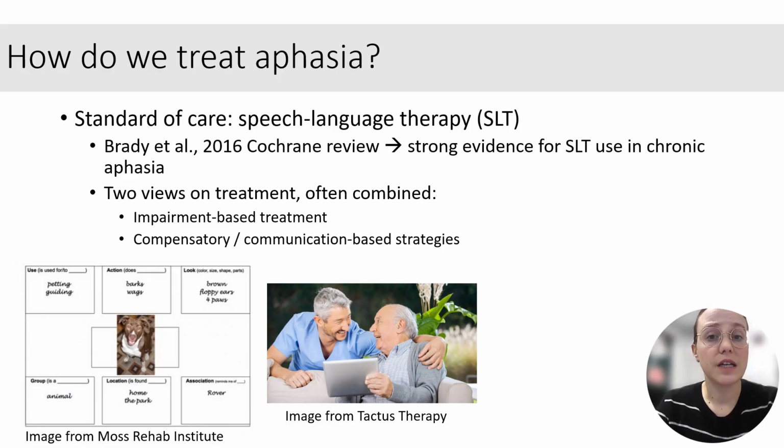If you're interested in evaluating or learning more about the evidence in aphasia, the American Speech Language Hearing Association, ASHA, has an evidence map specific to aphasia where you can evaluate the current systematic reviews and evidence around treatment types. Head over there if you'd like more information.